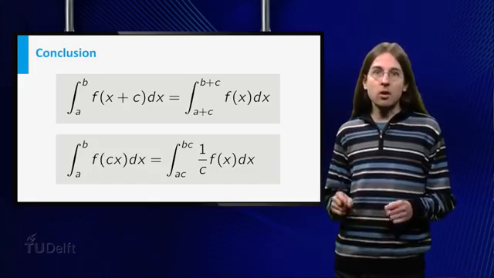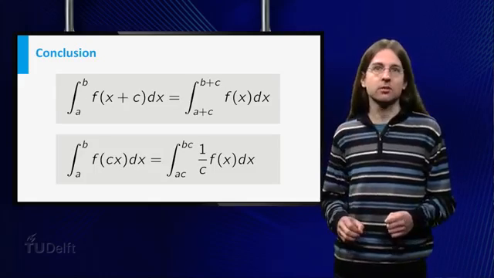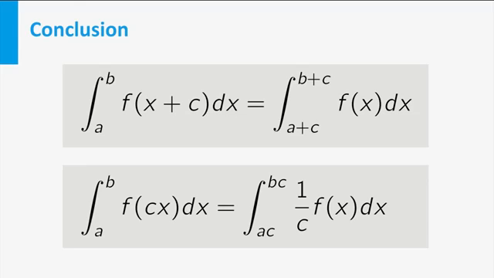Remember that this only works for linear substitutions. These rules do not allow you to calculate the antiderivative of functions like cosine of x squared, where we plug a nonlinear function such as x squared into the cosine.